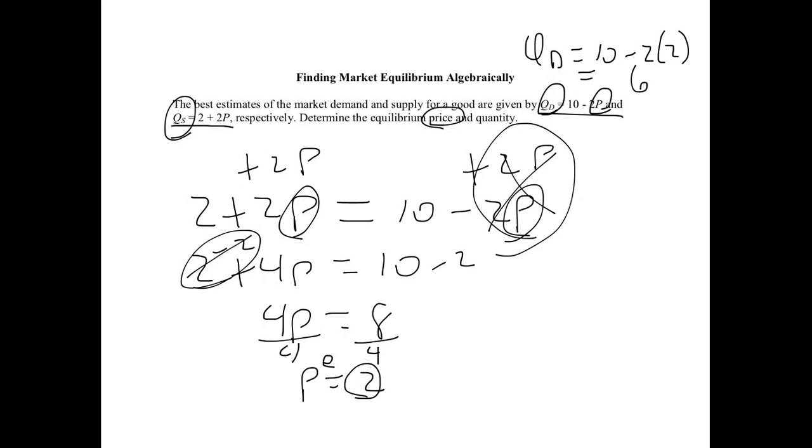And just to show you that it doesn't matter which equation you use, if we use the supply equation, again, it's 2 plus 2 times the price. And again, that's also 6. By the way, it might be helpful to actually use both. Plug your price into both the supply and demand equation to make sure they're equal, and that will give you a little test of safety to make sure that you're on the right track.